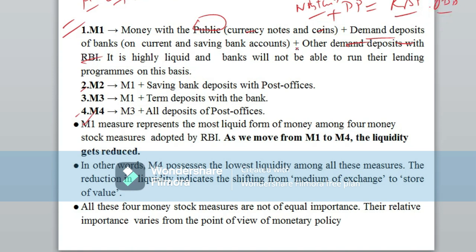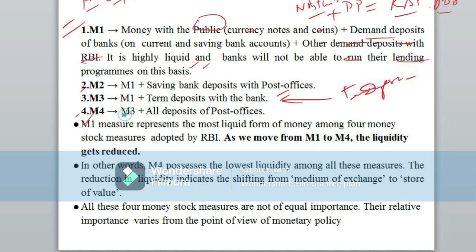So it is highly liquid and banks will not be able to run their lending programs on this basis. Then comes the M2. M2 is M1 plus saving bank deposit with the post office. Then comes the M3. It is M1 plus the term deposit with the bank.